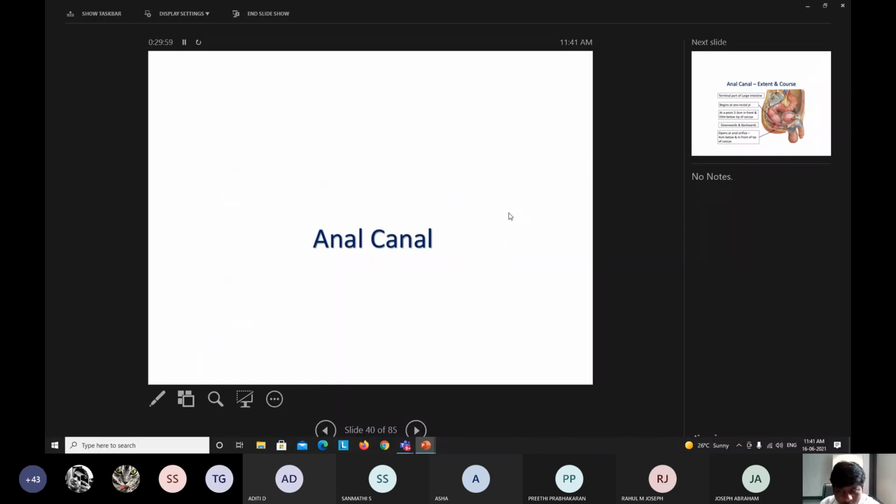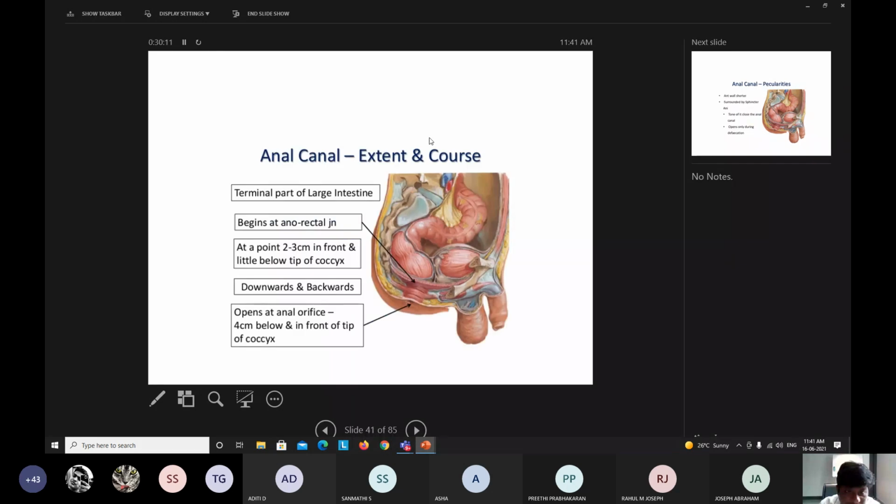Coming to the anal canal, very important, and you should know the detailed anatomy of the anal canal. This comes as a long question, important for you in future also. So anal canal extent and course. It is the terminal part of the large intestine. It begins at the anorectal junction at a point 2 to 3 centimeters in front of and a little below the tip of the coccyx. Just now I discussed, the rectum ends there and the anal canal begins from there.